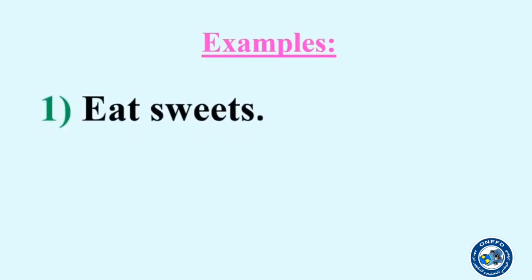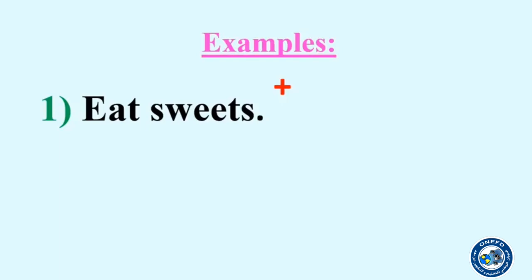The first one, eat sweets. This is an order. It starts with a verb plus an object and ends with a full stop. The form is affirmative. It is in the positive form.